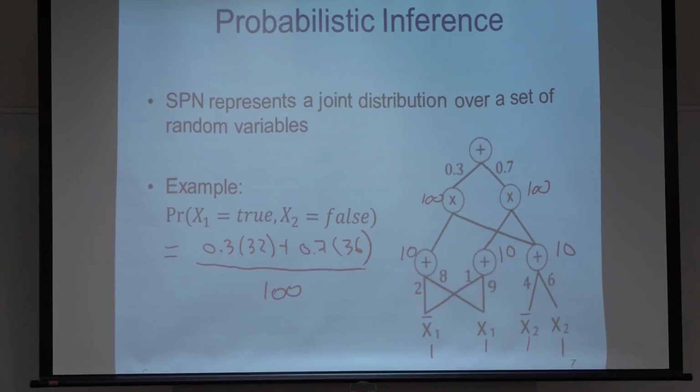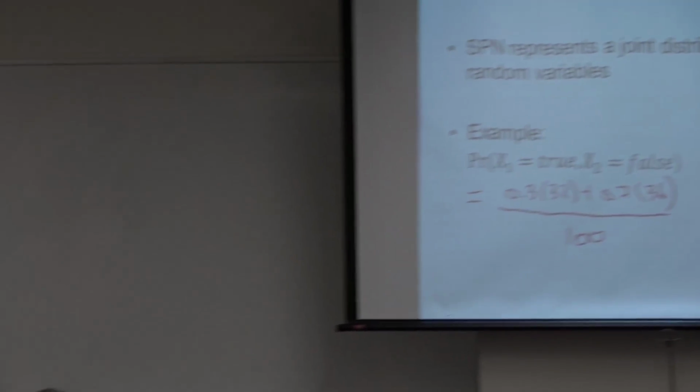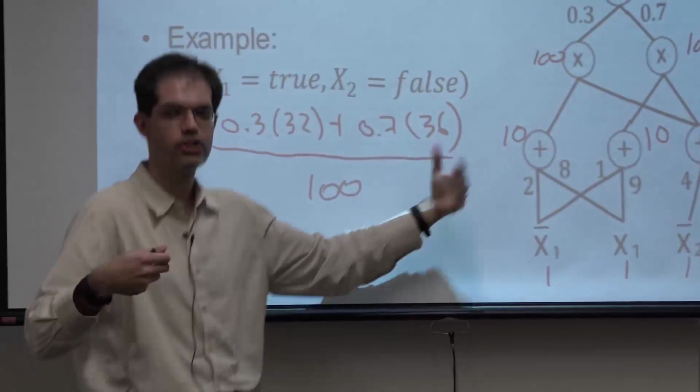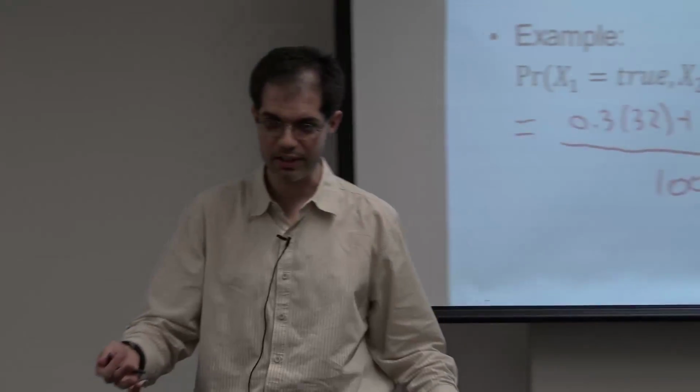Yeah? So how did we set these weights like 2, 8, 1, 9, and in the topmost layer 0.3, 0.6? Okay, well, we'll get to that. So this is where we have to do parameter estimation. Okay, so these weights here are the parameters of the network. They're essentially defining what the distribution is. And what we'll see in a moment is that we can estimate these things from data.